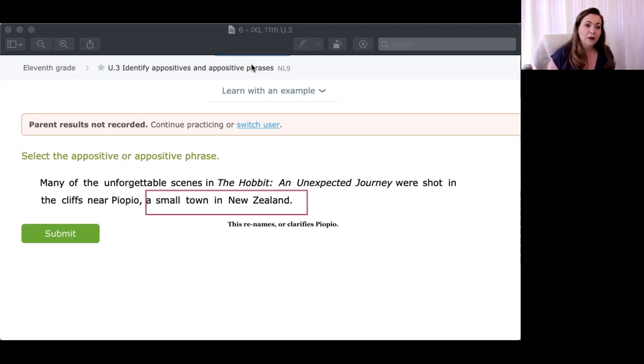So in this example, many of the unforgettable scenes in The Hobbit: An Unexpected Journey were shot in the cliffs near Piopio, a small town in New Zealand. So a small town in New Zealand is clarifying or renaming what Piopio is. And that's why this is an appositive phrase.